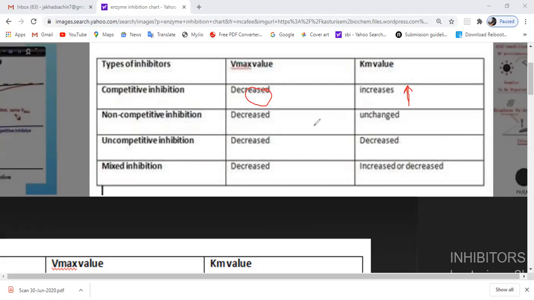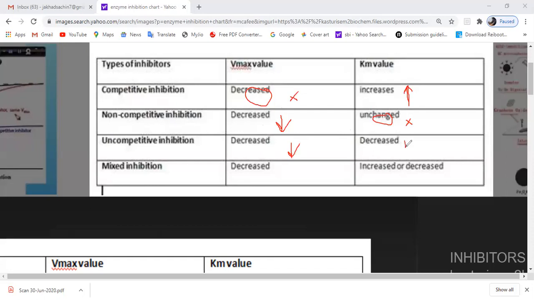Then in non-competitive inhibition, Vmax is decreasing and there is no change in Km, that is fine. Now it is easy to remember also. In this case, this is unchanged. In this case, this is unchanged. Whereas in competitive inhibition, Km is increasing. In the non-competitive inhibition, Vmax is decreasing. Now it's fine. Then in the next one, both are decreasing. This is good.